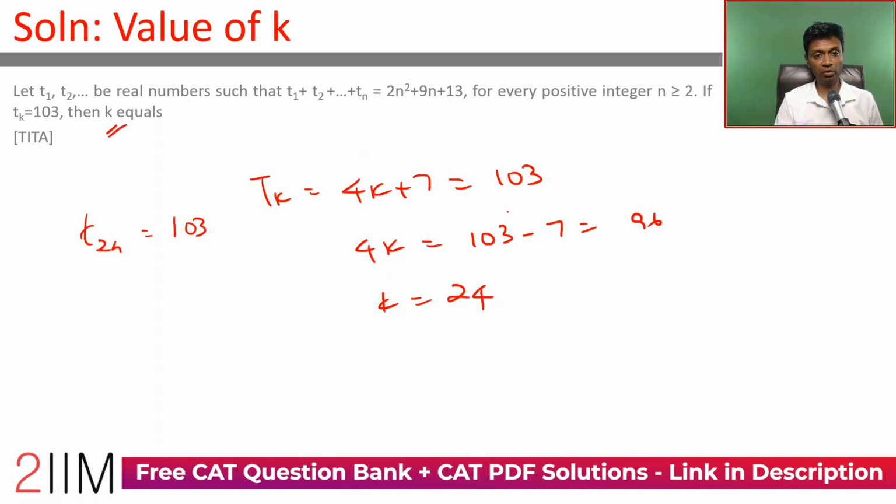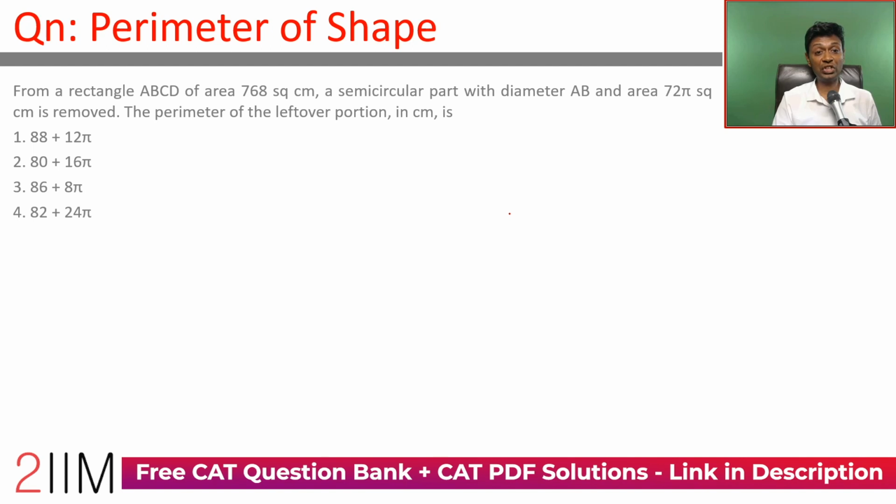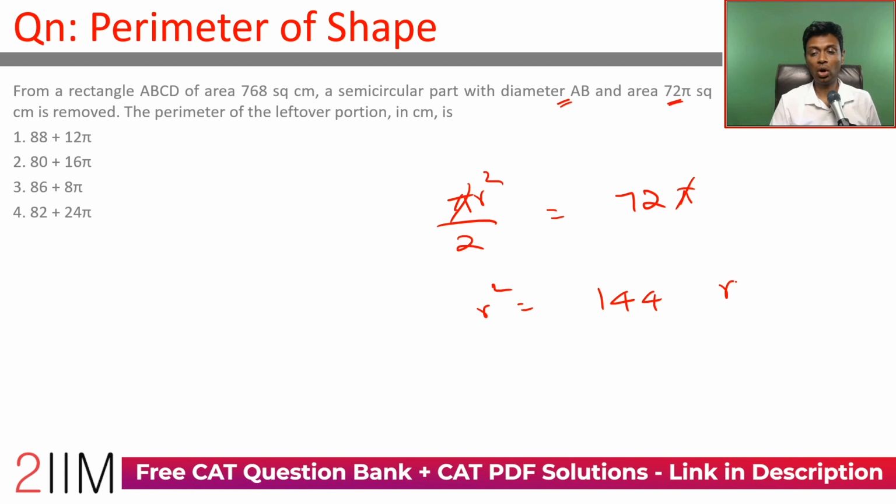K equals 24. From a rectangle ABCD of 768 square centimeters, a semicircular part with diameter AB and area 72 pi square centimeters is removed. Diameter AB, area is 72 pi. Area is pi r square by 2, that is 72 pi. The pi gets cancelled. R square is 144 or r is 12. The radius of the semicircle is 12. The diameter is AB, or AB should be 24.